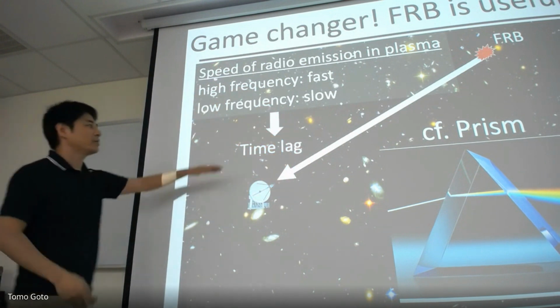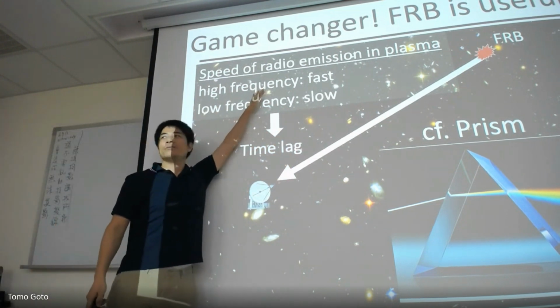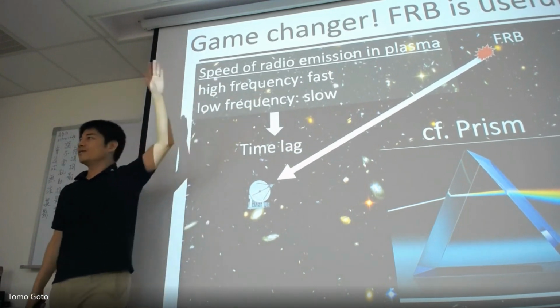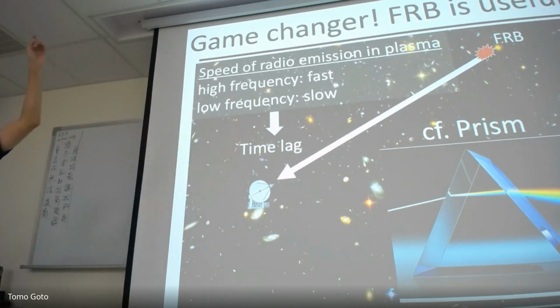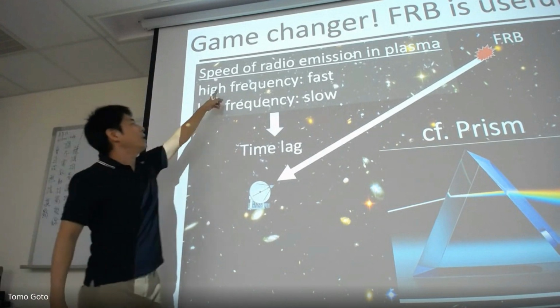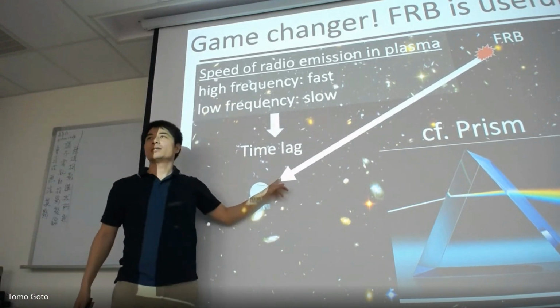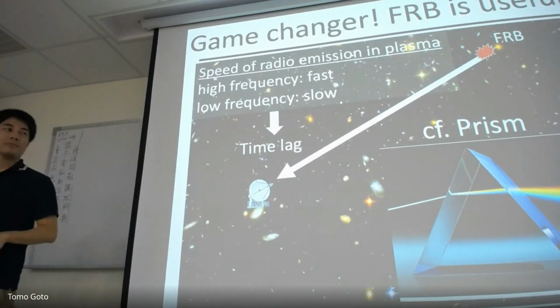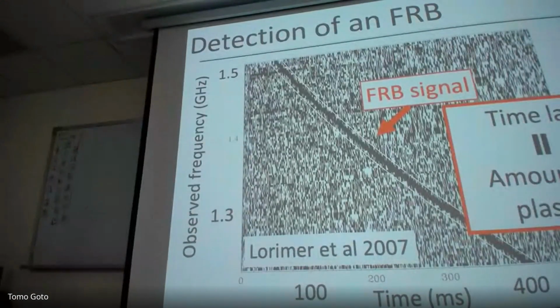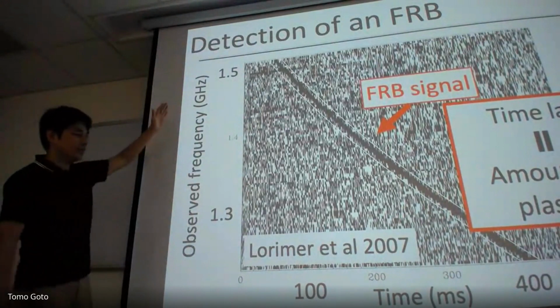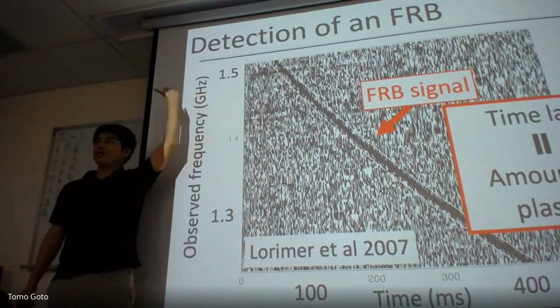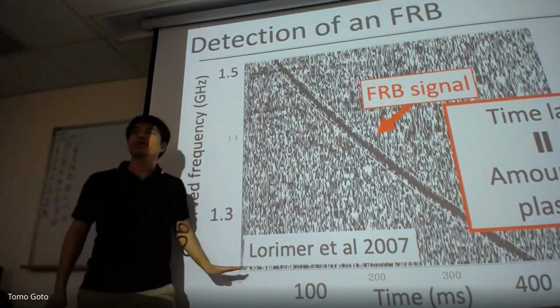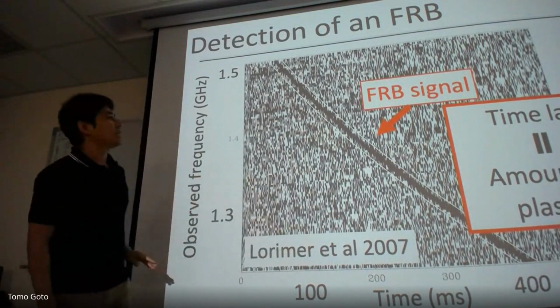So their arrival times change. Then we expect a time lag between high frequency and low frequency. We expect a time lag. The high frequency comes fast. The low frequency comes late. This is our expectation. Then, when we detect an FRB, this is a typical example of detection of FRBs, we do see the time lag actually.